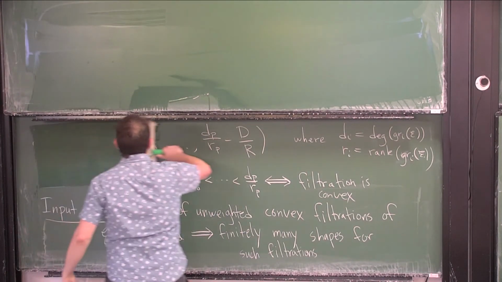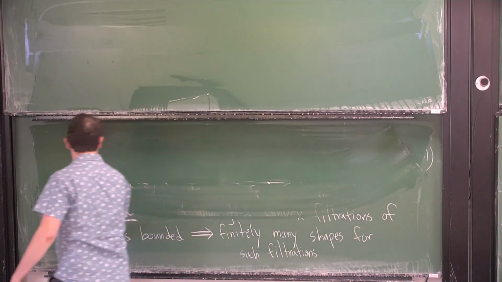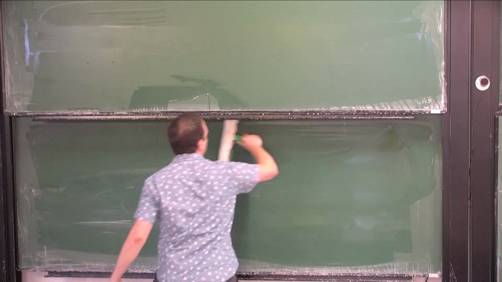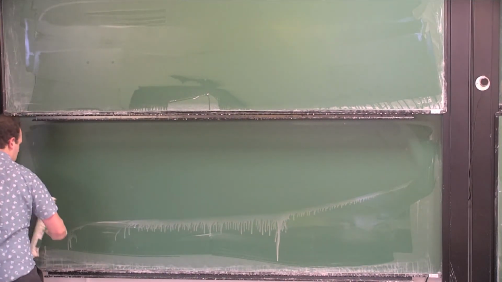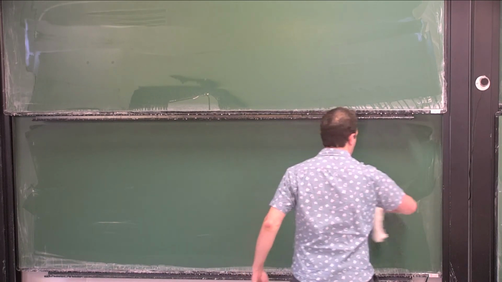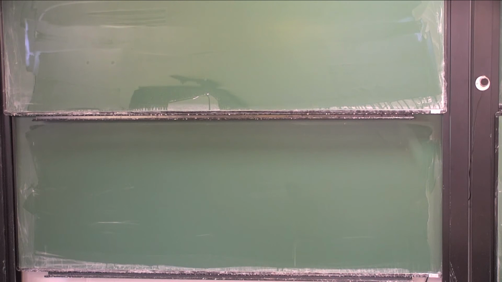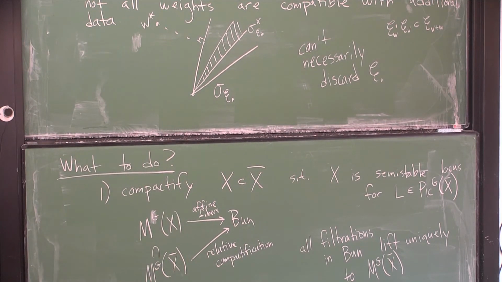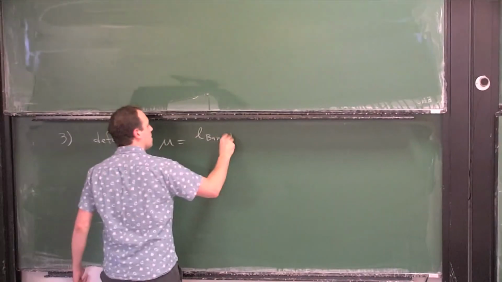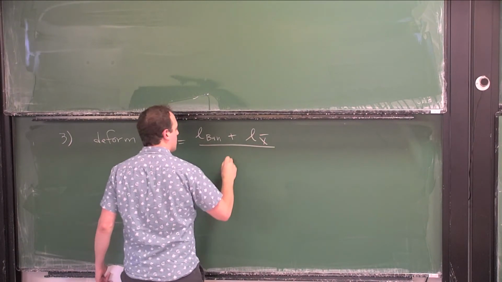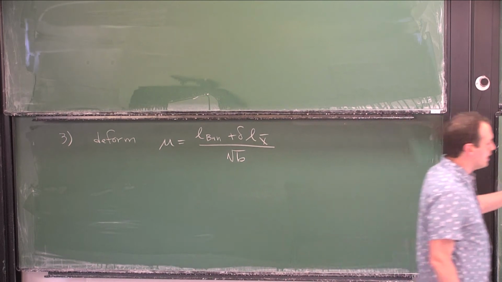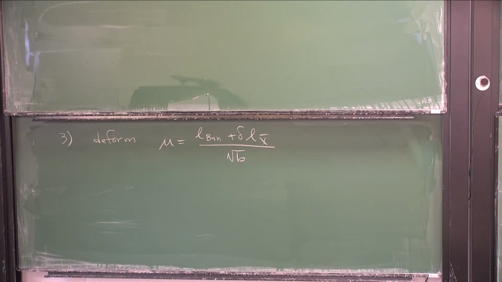And so what you do is you deform the numerical invariant. Using this ample line bundle that picks out this as the semi-stable locus, I deform mu to be L_Bun plus L_X-bar divided by the square root of b, and I put a delta here. So when delta is 0, it's just the old numerical invariant, and the same exact argument shows that there's a maximizer. This is just the Hardy-Narasimhan filtration.